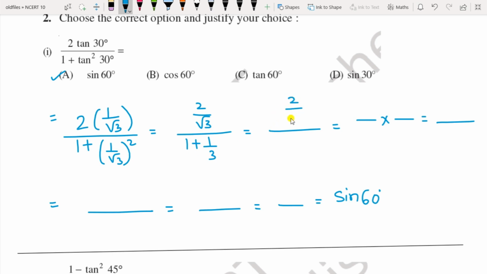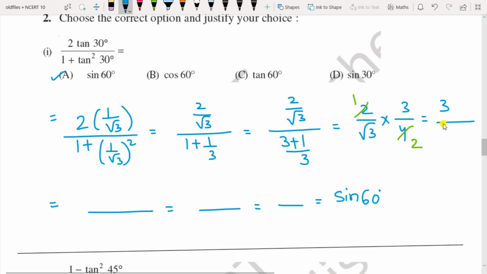Take the LCM, 2 by root 3 upon 3 plus 1 by 3. So this will be 2 by root 3 upon 4 by 3. If you take its inverse here, it will be 3 by 4. Now if you do the cancellation here, 2 1s are 2, 2 2s are 4. So it will be 3 by 2 root 3.